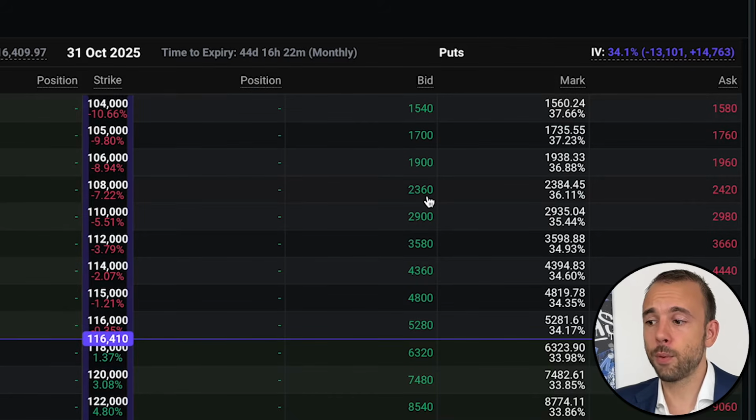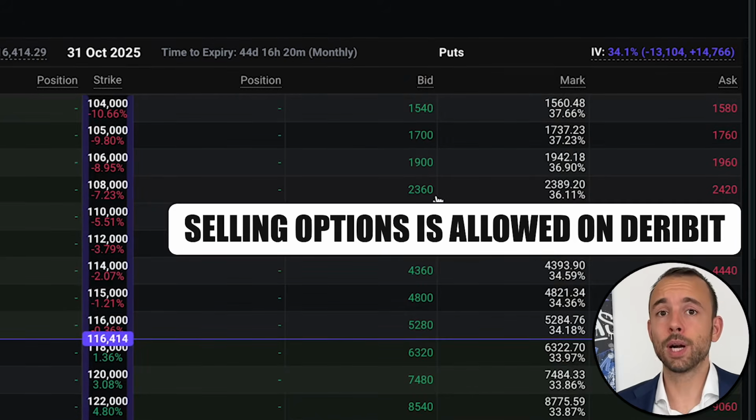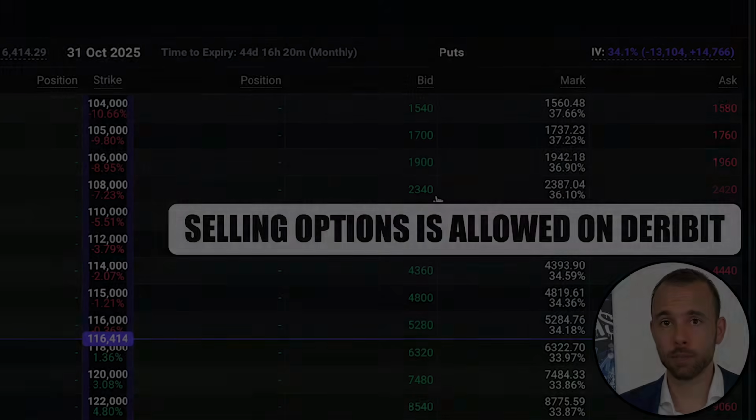So that means if I would like to buy or sell the option, I will receive or I have to pay the premium in USDC. And yes, on Deribit, you are allowed to sell the options. And this is a great way to receive a passive income. Because by following different strategies like selling puts or calls, you can collect the premiums, which will be your passive income.